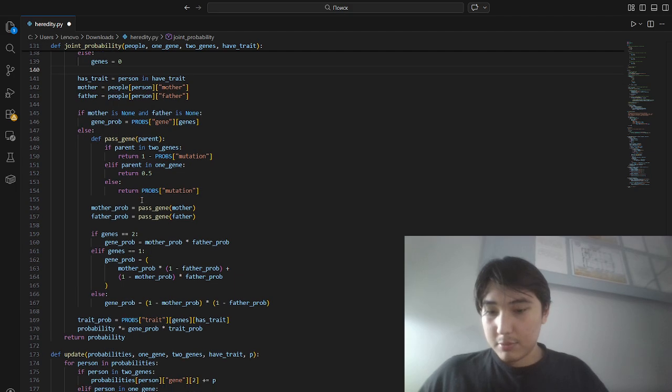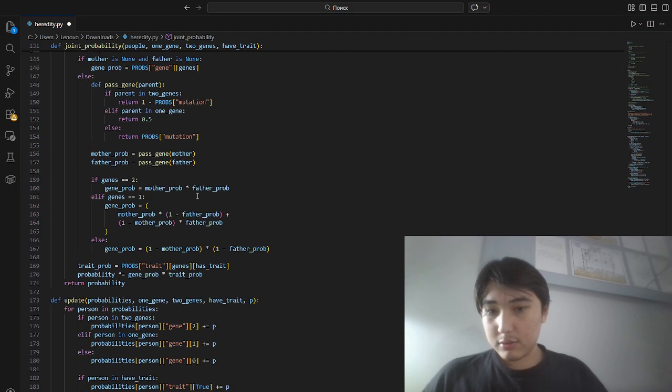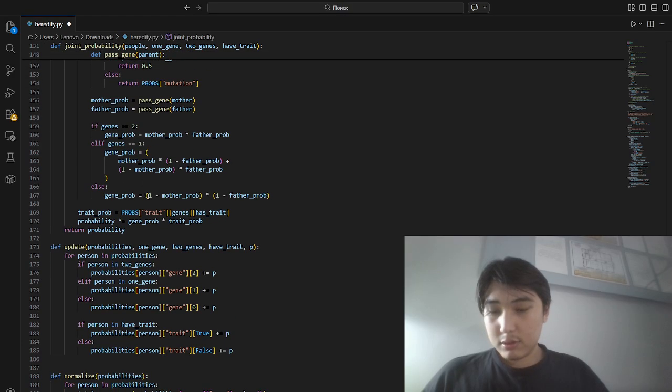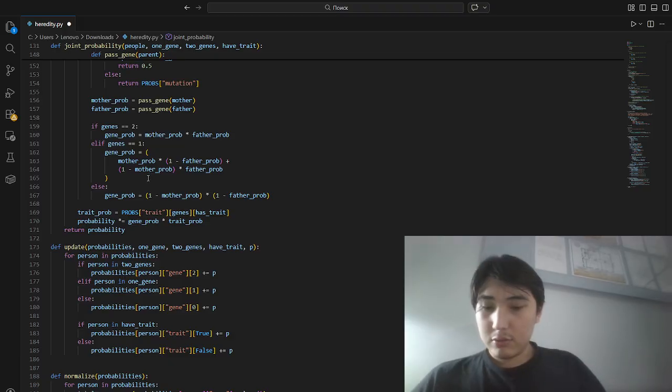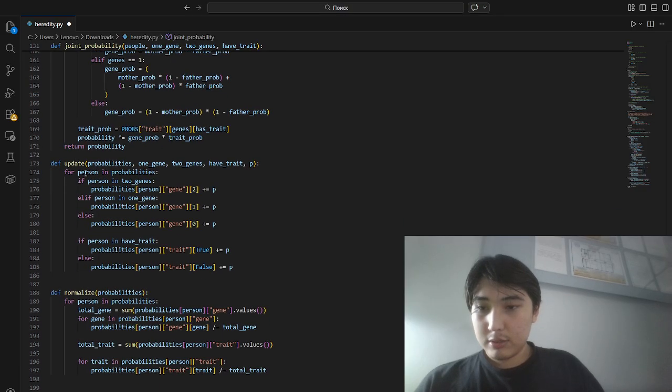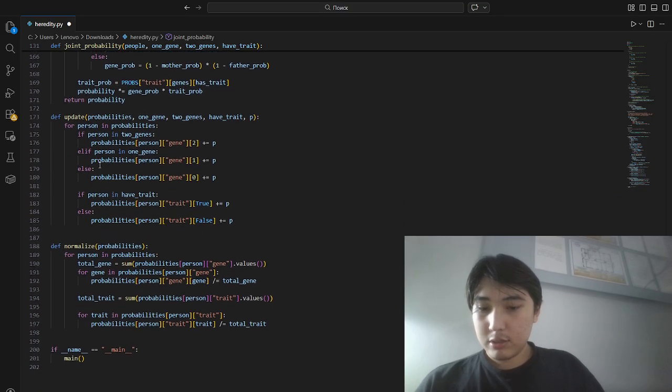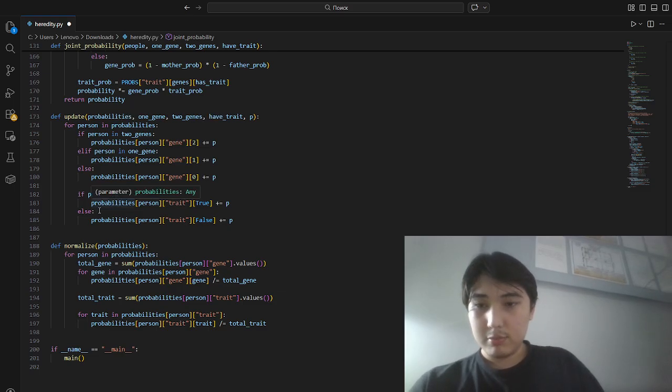Then it multiplies by the probability of having the trait. This you can see. And finally, it multiplies probabilities for all people to get the joint probability. Next one is the update function. It adds the joint probability to the main probability table.